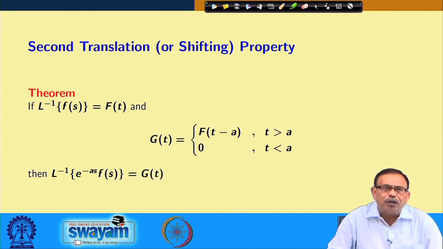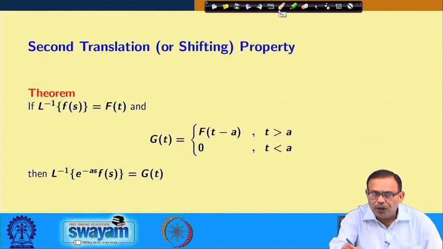If the Laplace inverse of F(s) equals f(t), and if we have a function g(t) such that for t greater than a, the value of g(t) is f(t minus a), otherwise it is 0, then the Laplace inverse of e^(-as) F(s) equals g(t), that is f(t minus a) for t greater than a and 0 for t less than a.